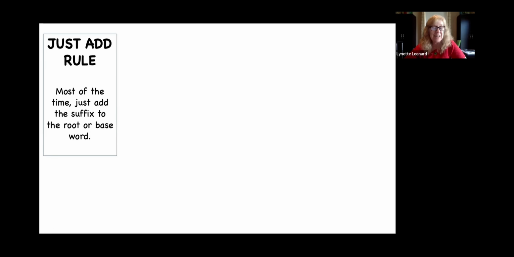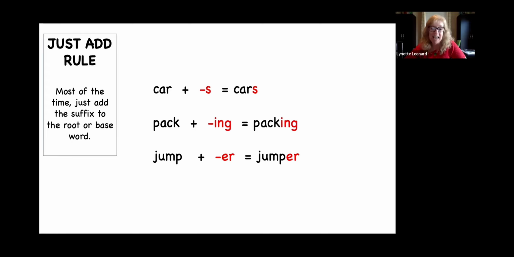Well, rule number one is called the just add rule, and that means that most of the time we just add the suffix to the root or the base word. We don't have to change anything, we just add the suffix. So that means that car plus the suffix s becomes cars. Pack plus the suffix ing becomes packing. And jump plus the suffix er becomes jumper.